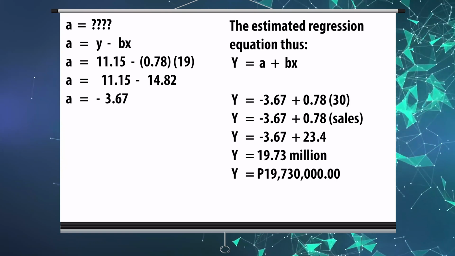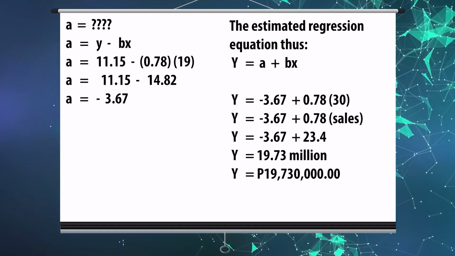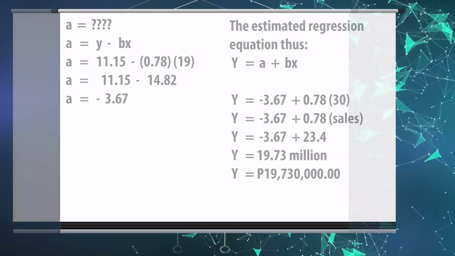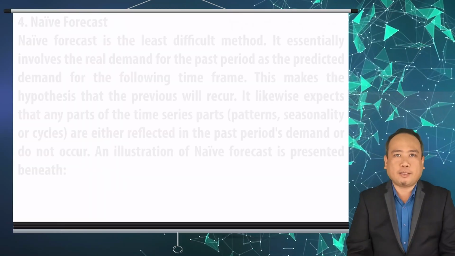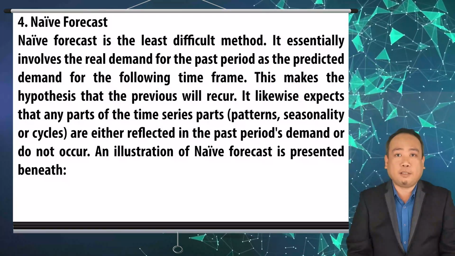And simplifying it further, we are able to get 19.73 million. Naive forecast. Naive forecast is the least difficult method.